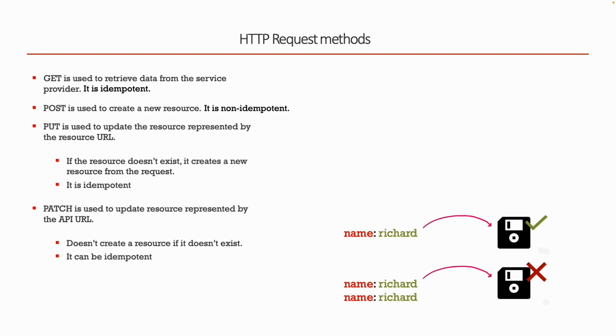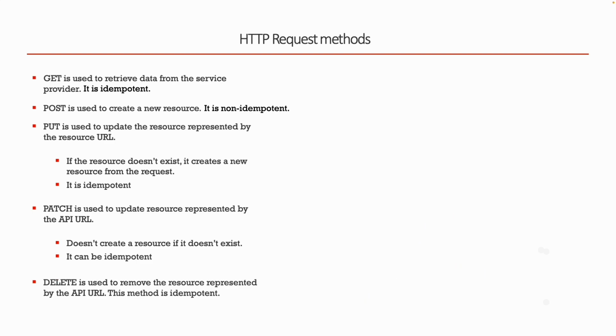Now let's move on to the DELETE method. DELETE is used to remove the resource represented by the API URL. This method is also idempotent.